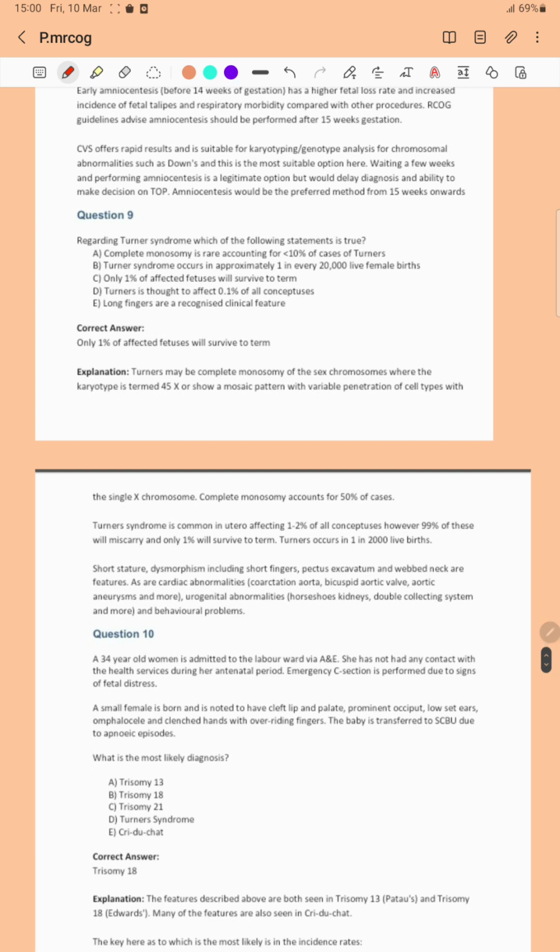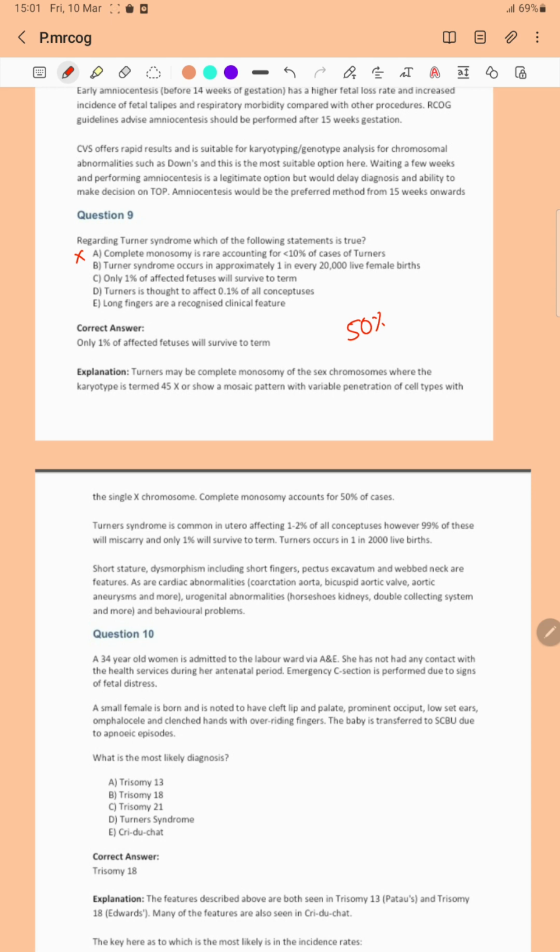Okay, next question regarding Turner syndrome, which of the following statements is true? Statement number one, complete monosomy. So Turner's may be complete monosomy of a sex chromosome where the karyotype is termed 45X, or shows a mosaic pattern with varied proportions of cell types with the single X chromosome. Complete monosomy accounts for about 50% of the cases. And so here the option is wrong because it is only about 50% of the cases.